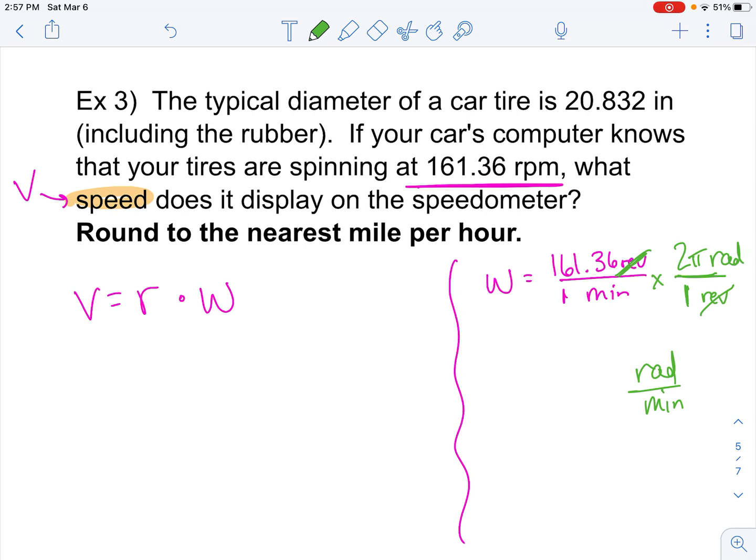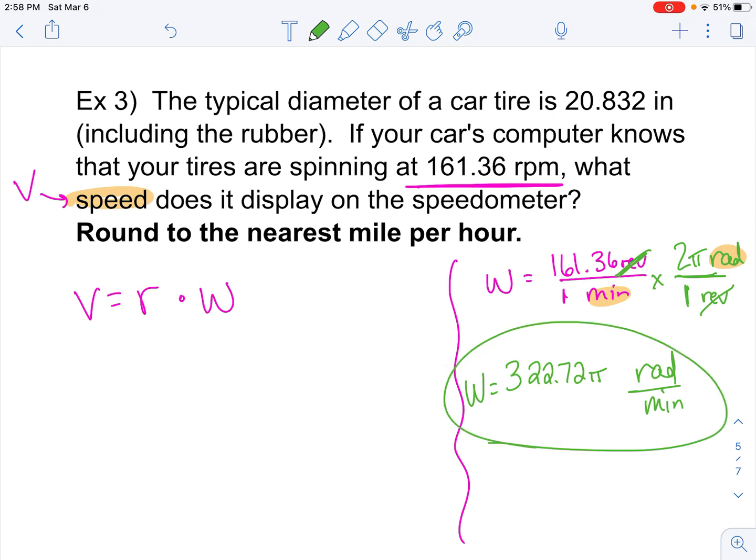That gets our revolutions to reduce, and then our final units are radians on top and minutes on bottom. Okay, so when I do that, that gives me 322.72 pi. So I'm taking that 161.36, multiplying by 2, and then leaving the pi at the end. So my angular speed, or my omega, is that 322.72 pi.